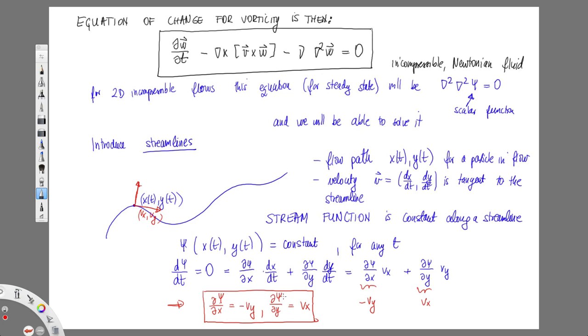And of course, you have a choice of making this vy and minus vx. It's a matter of choice. So how will this actually help us? Let me see, where am I going to get? Let's actually see two-dimensional flow and how then this equation of change of vorticity will look like in it.